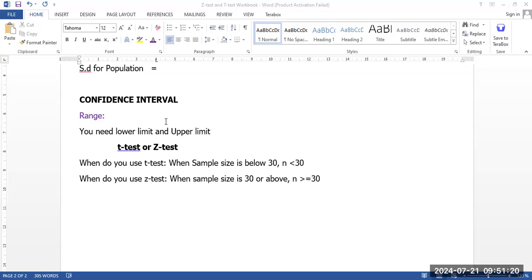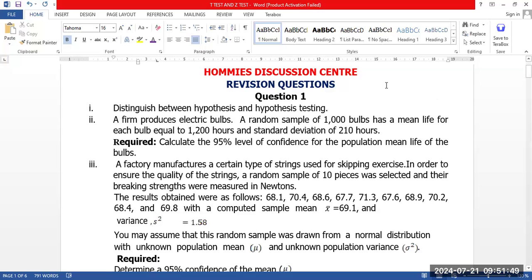We are going to calculations. So we can start. By now, I think you can actually answer Roman 1. So this is question 1. They are telling us to distinguish between hypothesis and hypothesis testing. I believe you can score that.